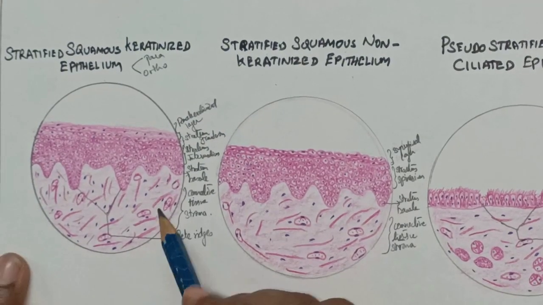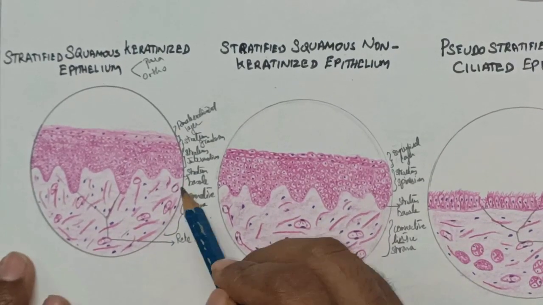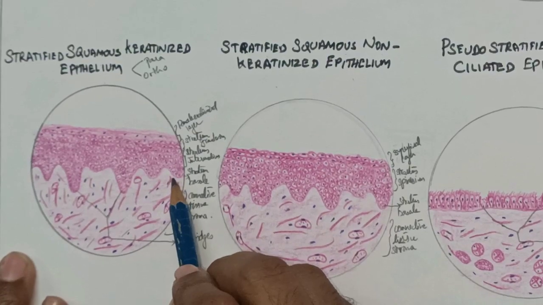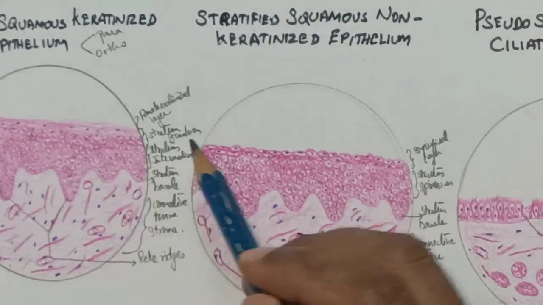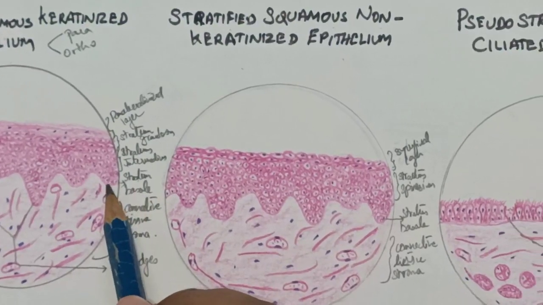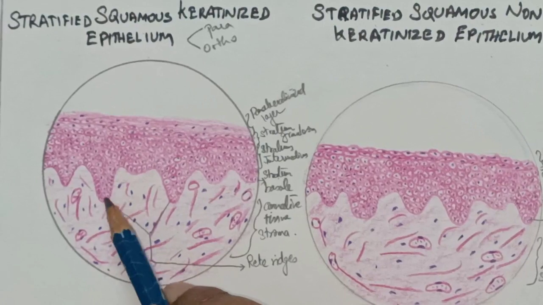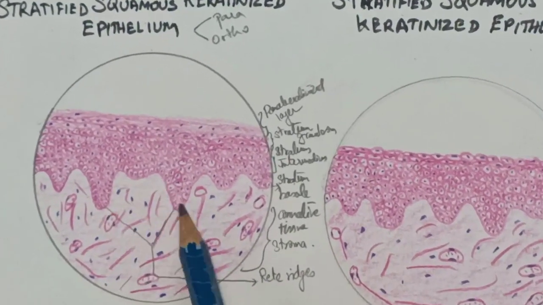This is a representation of a stratified squamous keratinized epithelium. The representation should be from the bottom up to the top layer, not from top to bottom. The first layer is the stratum basale. The cells are arranged as cuboidal or low columnar cells.